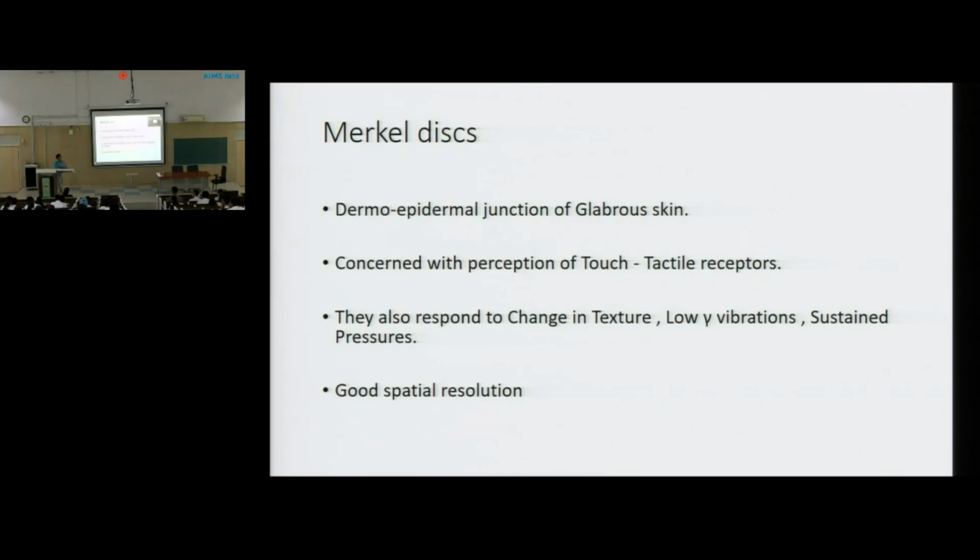So because these Merkel's discs have good spatial resolution, they are particularly helpful in the tactile acuity for Braille. That is helpful in blind people. You can say the impulse transmission of Merkel's disc is a kind of high fidelity representation of these dots, or these Merkel cells which are present on the skin.